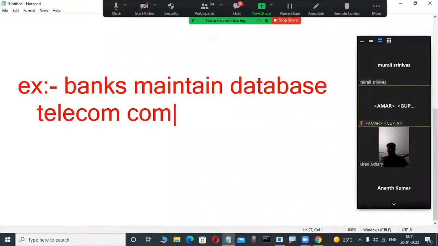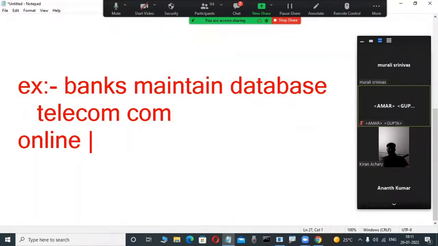Suppose so many people are nowadays purchasing items through online portals like Flipkart, Amazon. Those online shopping portals also maintain databases. Because when you purchase an item, how is the order number generated? Some database application is there, using the auto increment concept.